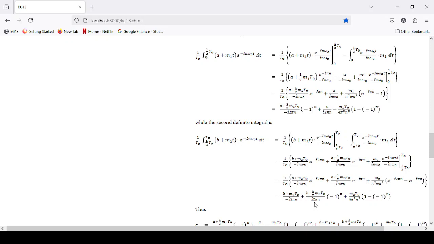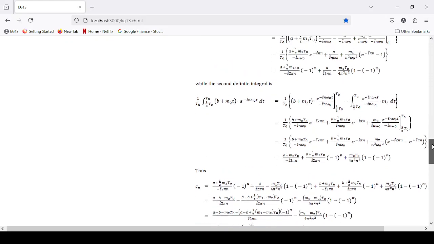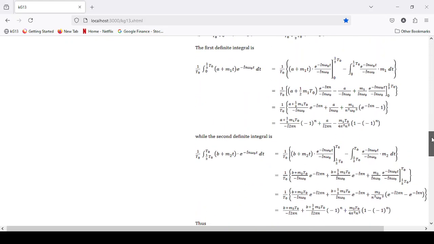N is also called the harmonic number if the waveform is periodic. So if n is equal to 1, we talk about the first harmonic. If n is equal to 2, we talk about the second harmonic. So there we have calculated C naught and Cn.